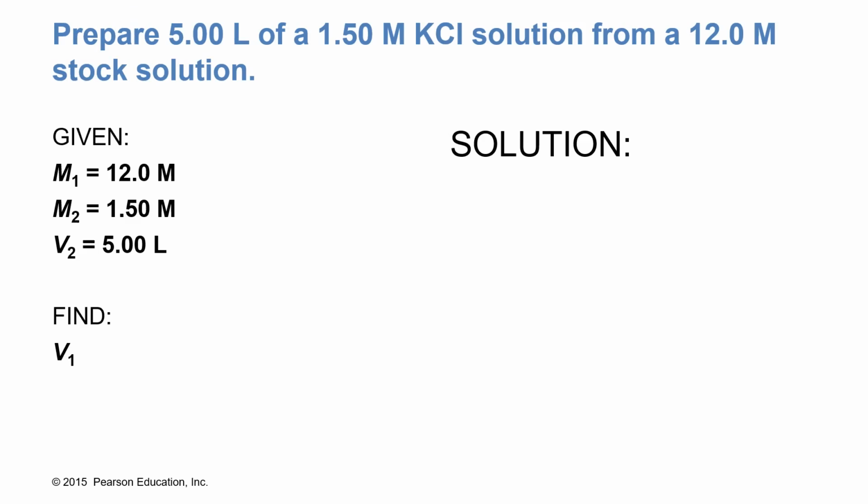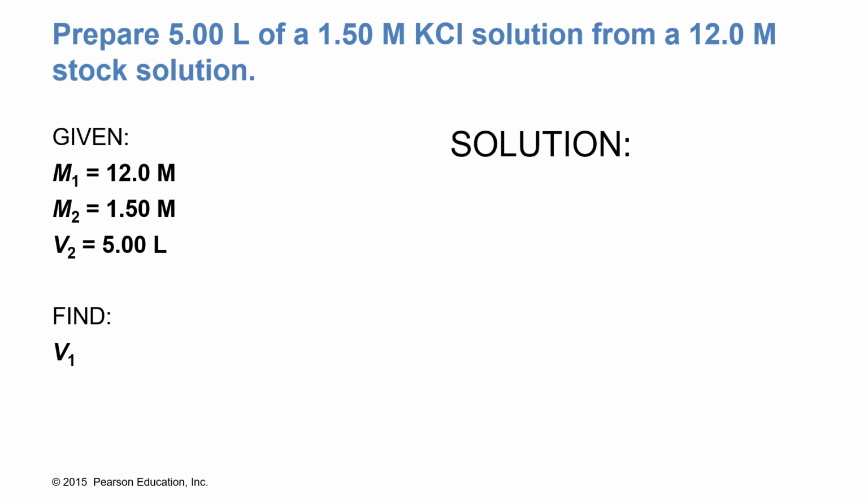So prepare 5 liters of a 1.5 molar KCl solution from a 12 molar stock solution. So we know what we're starting with is a 12 molar stock solution. But in order to get to the end point that we want, of 5 liters at 1.5 molar KCl, we need to know how much initial volume of the stock solution is needed. So pay close attention to how these problems are worded, because it will give you the information that you need to determine whether it's M1, V1, M2, or V2.